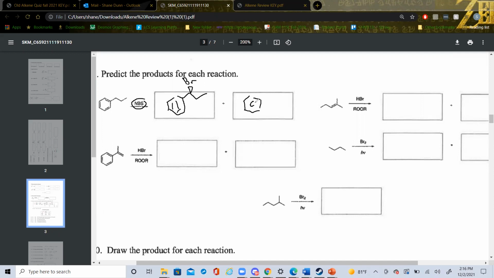Also, if you want to piss Krebs off, draw your benzene rings like this. He absolutely loves it.